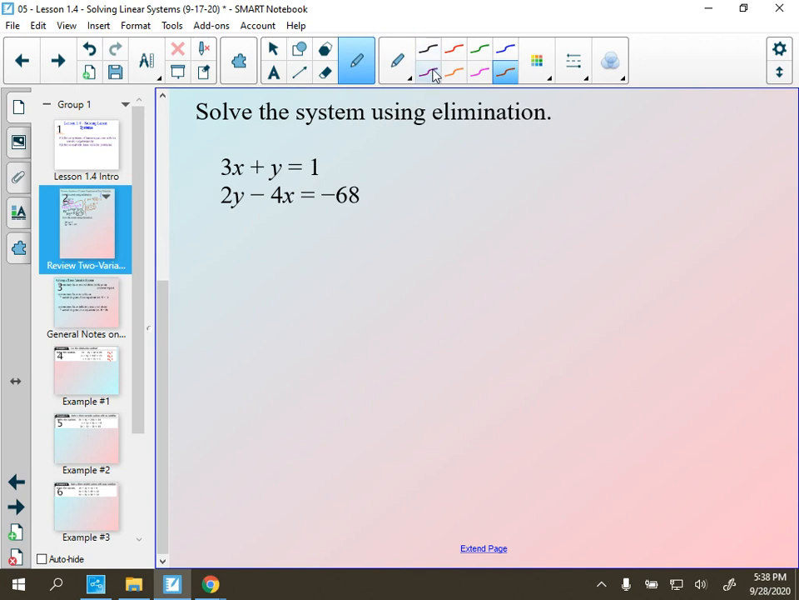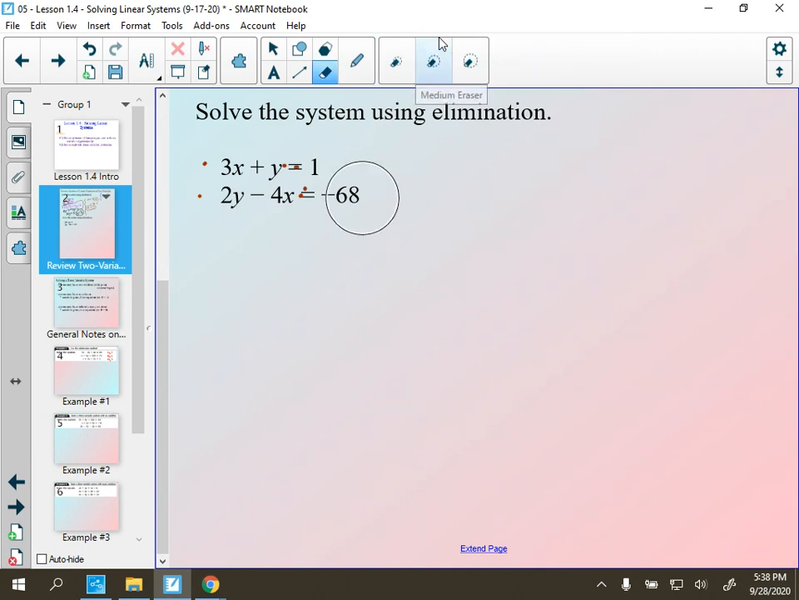Let's use elimination. So the first thing we'd want to do is make sure everything's lined up. I want my x's above x's, which we don't have. I want my y's above y's, which we got to fix. Equals above equals, and constant above constant. So we got a little bit of rearranging here to do. Not a ton. I basically need to get my 2y and my negative 4x rearranged.